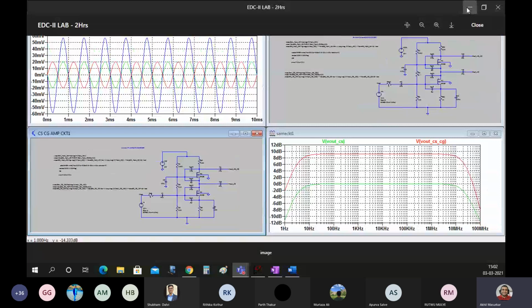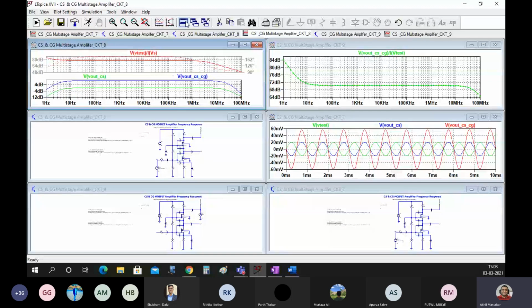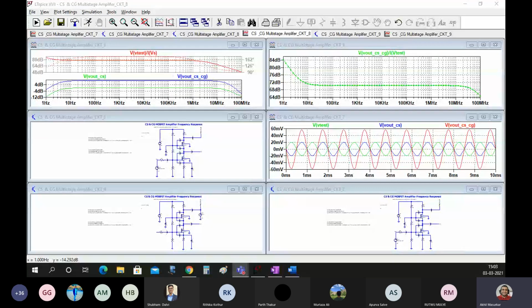So just for the record, even if you know every command related to LT Spice, you can be a very good analog design engineer, and the salary of analog design engineer starts with around 25 to 30 lakhs per annum. So be a specialist in this. That's what I'm saying.